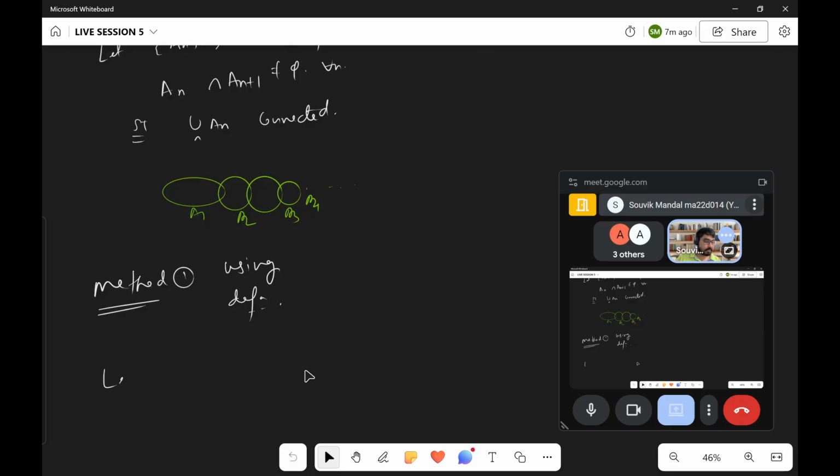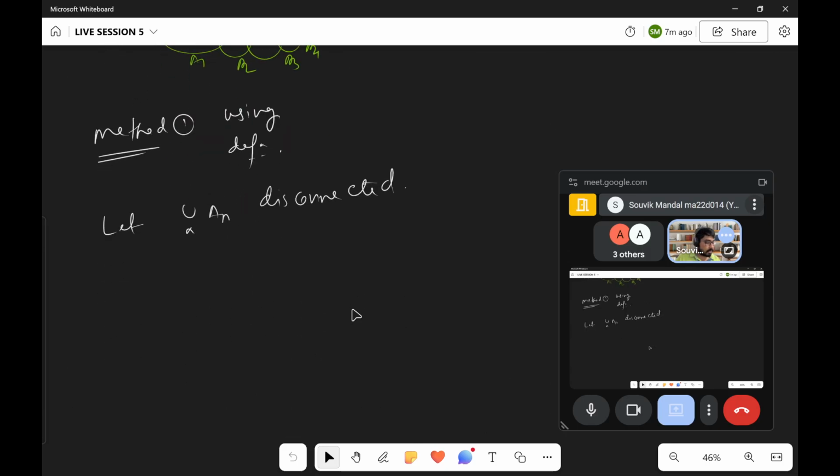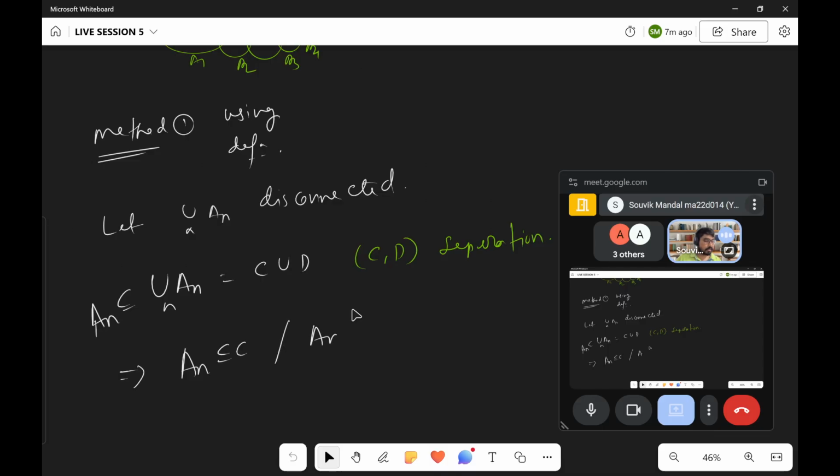So let the union of A_n be disconnected. So we can write the union of A_n as C union D, where C and D form a separation. Now each A_n is a subset of the union, that means A_n is a subset of C or A_n is a subset of D, for all n.